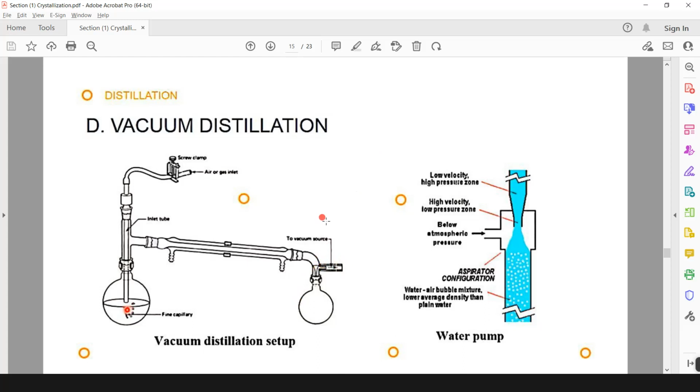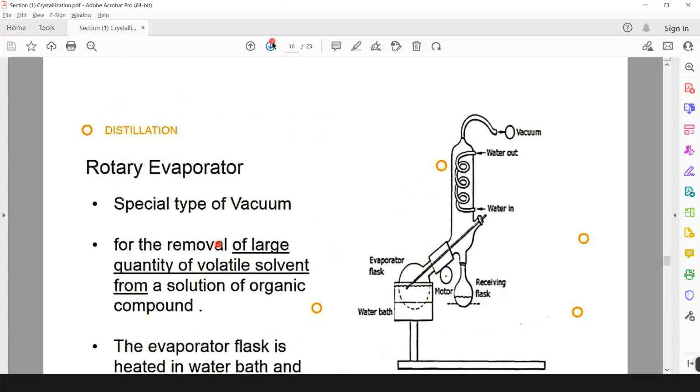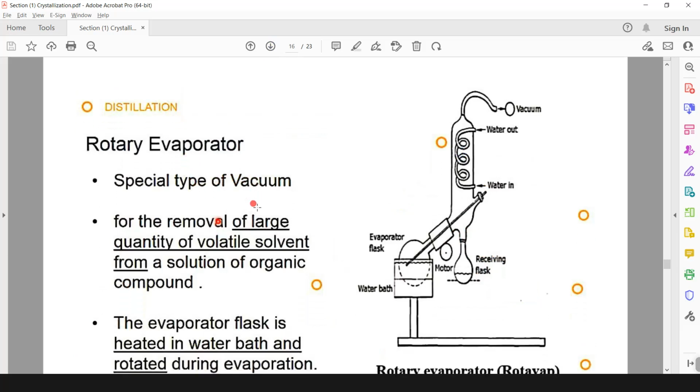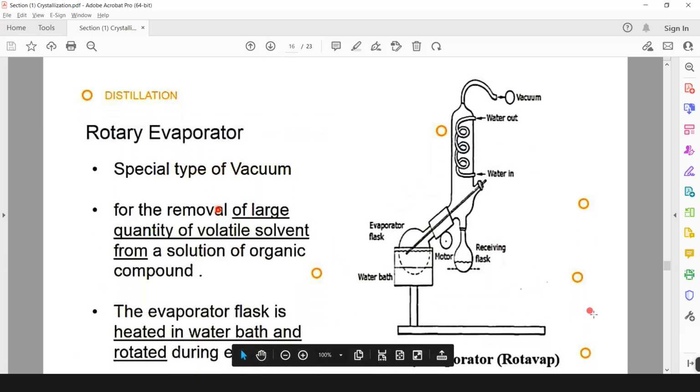You remember we said that vacuum distillation has a certain subtype called the rotavap or the rotary evaporator. The rotavap is a special type of vacuum distillation. What is the rotary evaporator? It is something attached to our distilling flask that makes it turn, like shaking, turning it rotary, making a rotation for it. When I rotate the distilling flask, this will speed up the process of distillation. So it is very useful for the removal or distillation of a large amount of solvent.